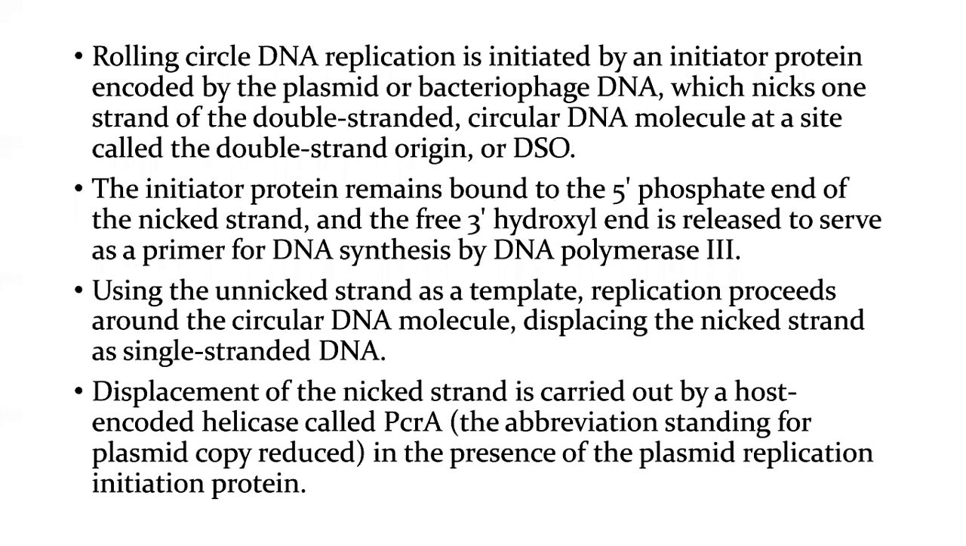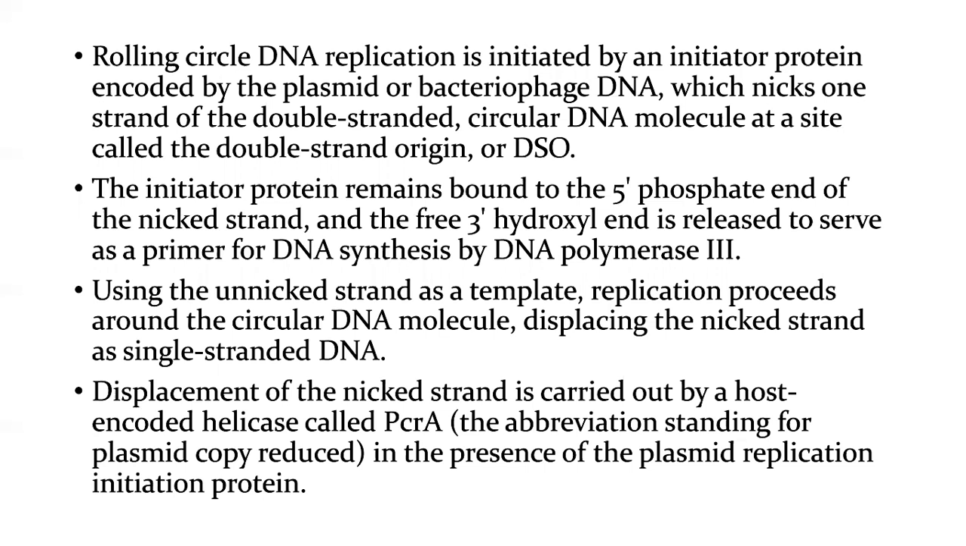Rolling circle DNA replication is initiated by an initiator protein encoded by the plasmid or bacteriophage DNA, which nicks one strand of the double-stranded circular DNA molecule at a site called the DSO, that is, the double-strand origin. The initiator protein remains bound to the 5' phosphate end of the nicked strand, and the free 3' hydroxyl end is released to serve as a primer for DNA synthesis by DNA polymerase III.